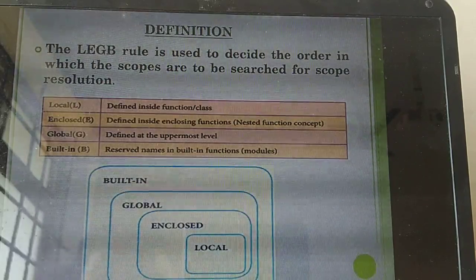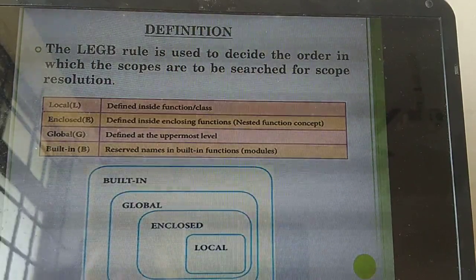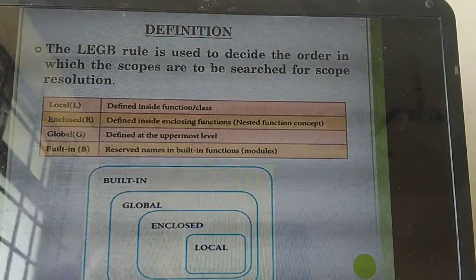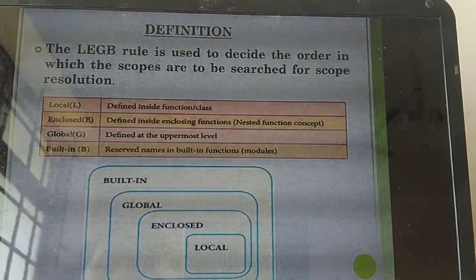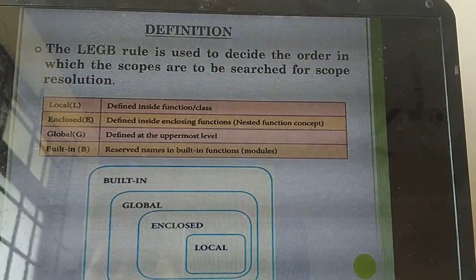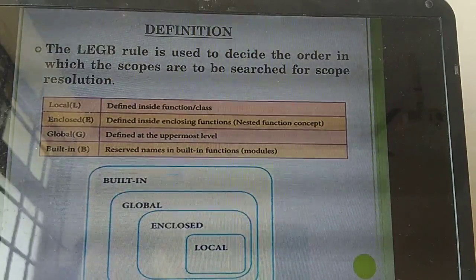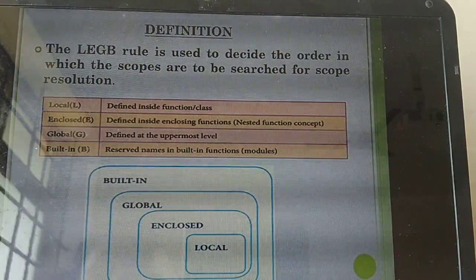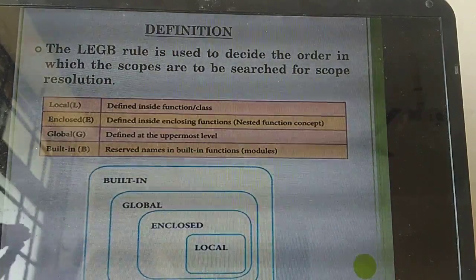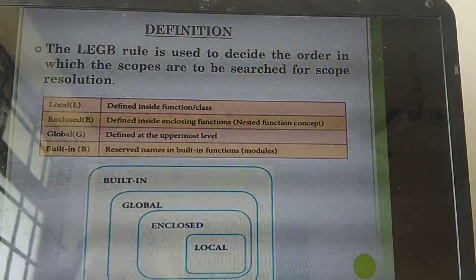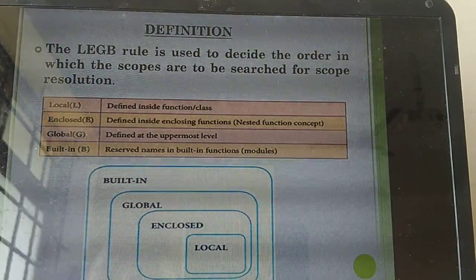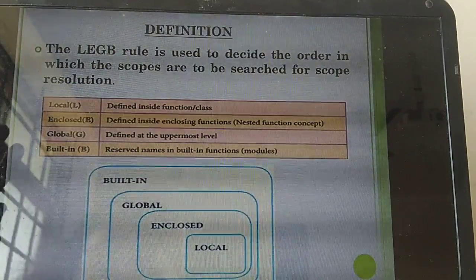Scope is the visibility of variables, parameters and functions, visibility of variables inside the function. Another thing I said yesterday is mapping or binding, very important. The variables and parameters are mapped to a particular object. For scoping, we need to arrange things based on a particular rule. That rule is called the LEGB rule. This is a very important 5-mark question.